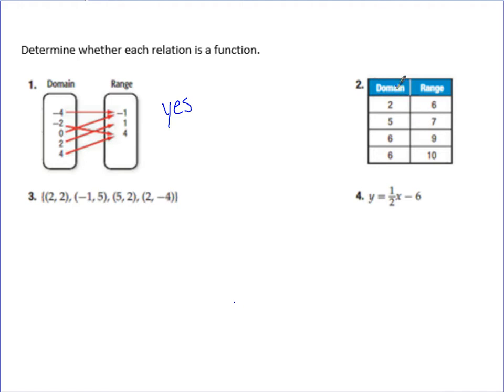Over here we have a table, and I'm looking at the x values, 2, 5, 6, and 6. The 6 is repeated, and look, it has 2 different y values, 6, 9, and 6, 10. That can't happen in a function, so this one, no, is not a function. Here I have a list of ordered pairs, so let's look at the x values. I have 2, -1, 5, and 2. Well, that 2 appears twice. That is not allowed in a function, so no, that one is not.